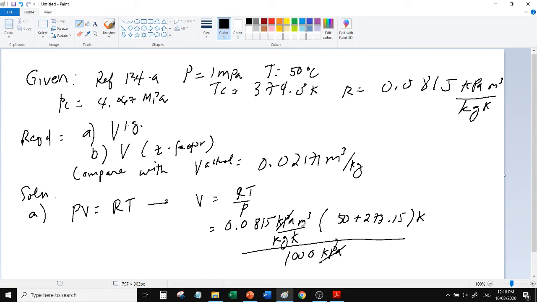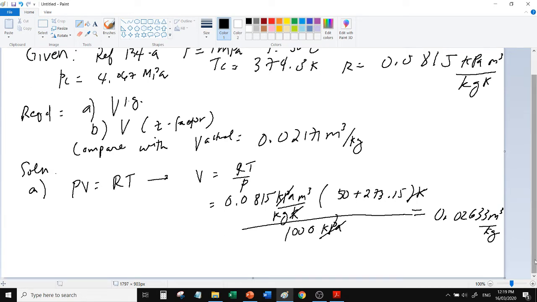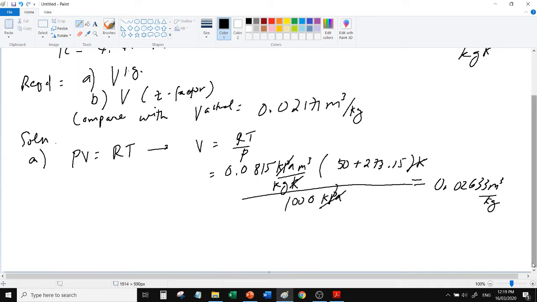Okay, cancel out. Cancel out. Ang matitira ay meter cube na unit ay meter cube per kilogram. Okay? So, the answer is 0.02633 meter cube per kilogram. Okay. So, now we compare with the actual volume.